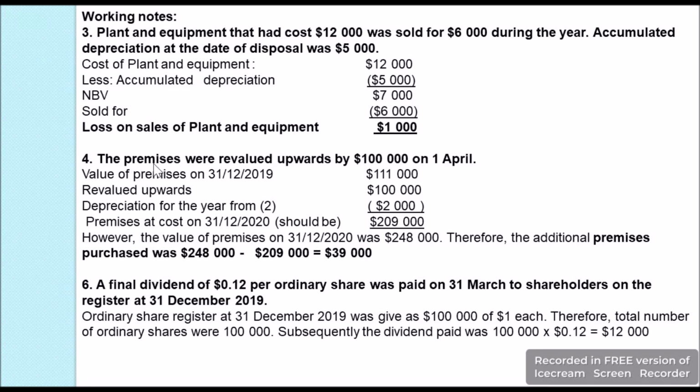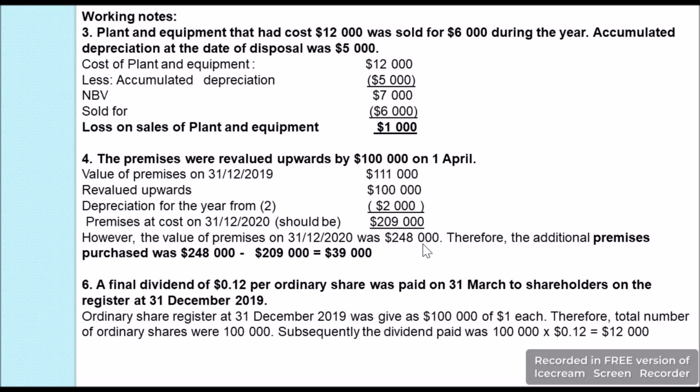In the fourth bit, it is stated that the premises was revalued upward by $100,000 on 1st April. So the value of premises which was given on 31st December 2019 was $111,000. If we revalue this upward, that means we have to add $100,000 to this. And the depreciation which was mentioned in the second bit of additional information was $2,000 for premises. So when we add and subtract, we get the value of premises as $209,000.